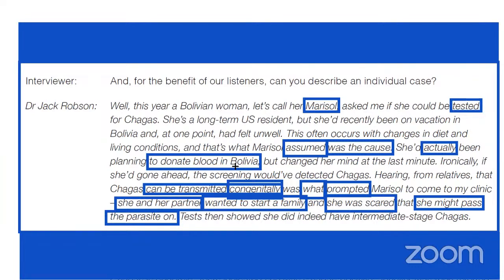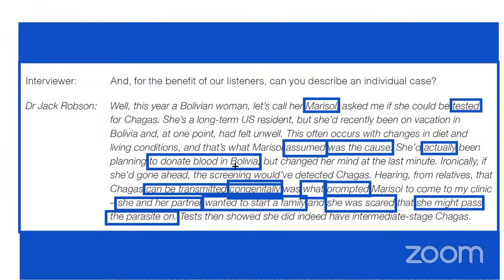Next. She had actually been planning to donate blood in Bolivia, but changed her mind at the last minute. Ironically, if she had gone ahead, the screening would have detected Chagas. If she had really given blood, they would have tested her, detected Chagas, and not used the blood. She would at least have got the detection, but she did not. So the disease is not detected. So now she wants to get detected.